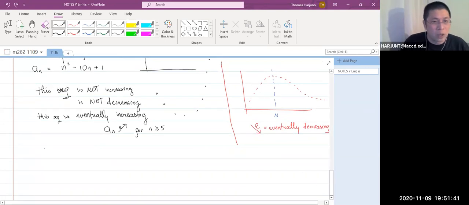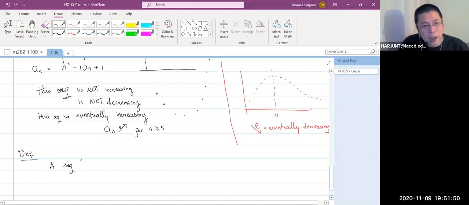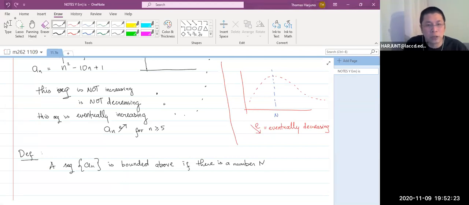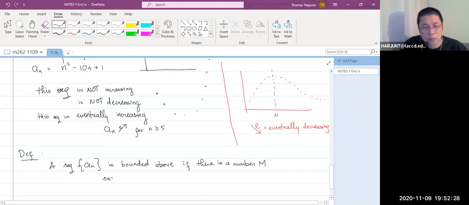Let me go on. Another definition. A sequence a sub n is bounded above if there is a number m such that a sub n, the term, is less than or equal to m for n greater than or equal to 1.